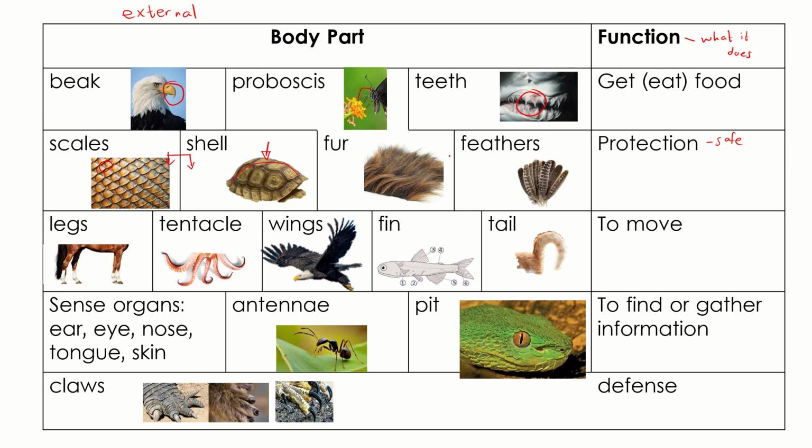The next two things, fur and feathers. Fur is like a kind of hair, shorter, and it's a different feeling. So if you've ever felt a cat, the cat has fur on its body. Fur helps, and feathers as well. They help to keep the animal safe from the weather. So they keep them warm. They protect them from the weather.